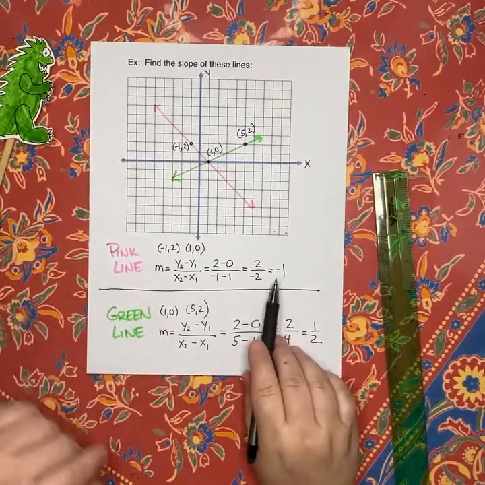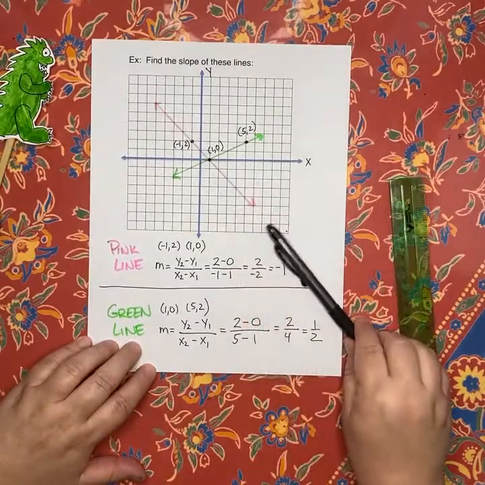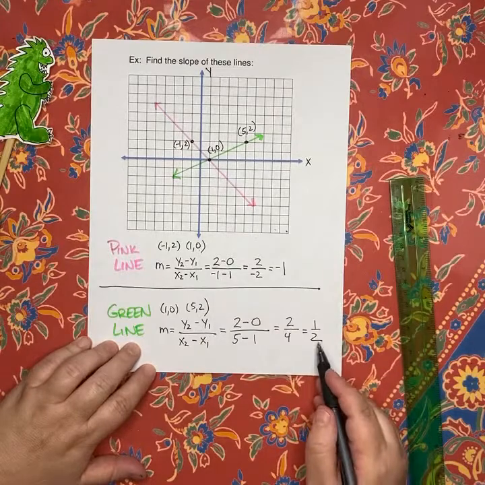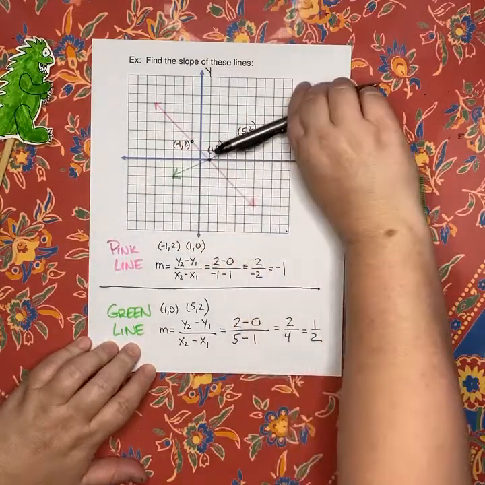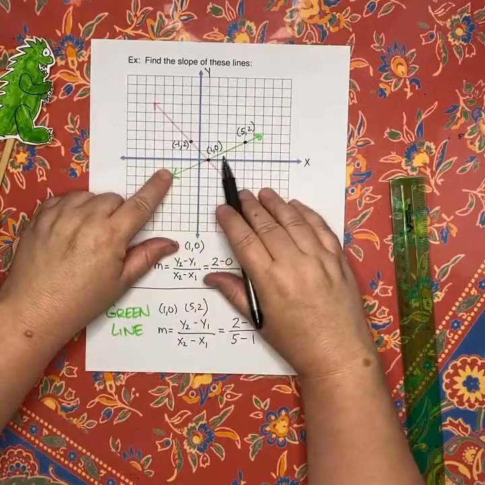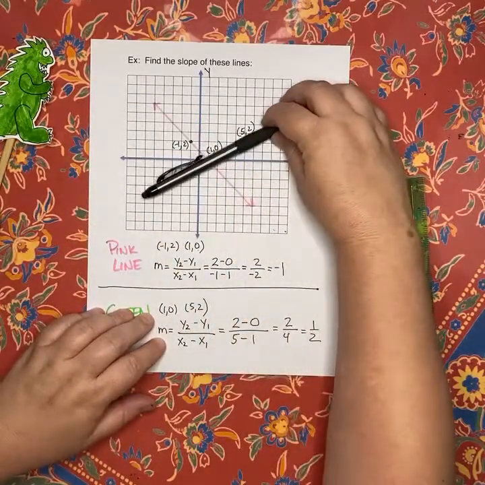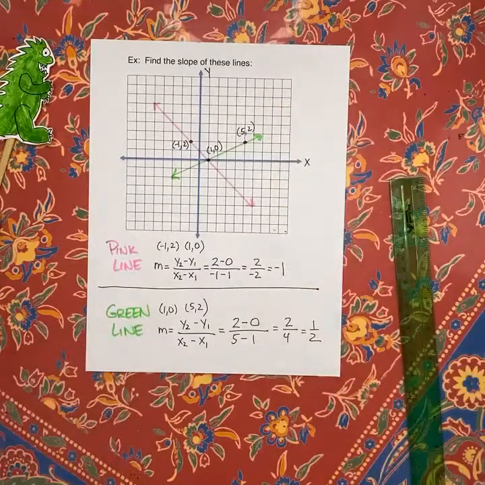Notice this is a negative, which makes sense because the pink line is heading down, so it's negative. This one's positive, it's heading up. And in fact, can you see that this one is pretty steep, whereas this one's kind of shallow? Okay, so that's lovely.